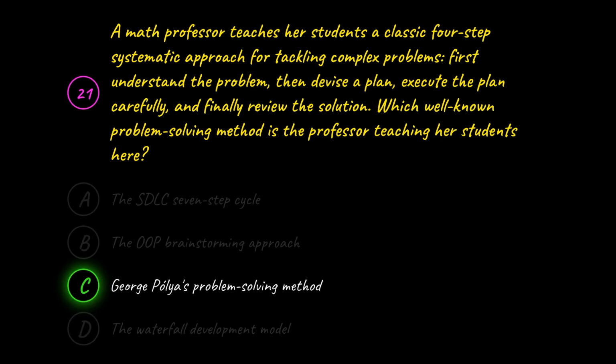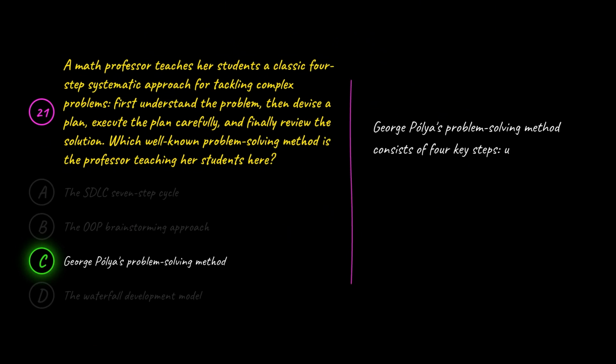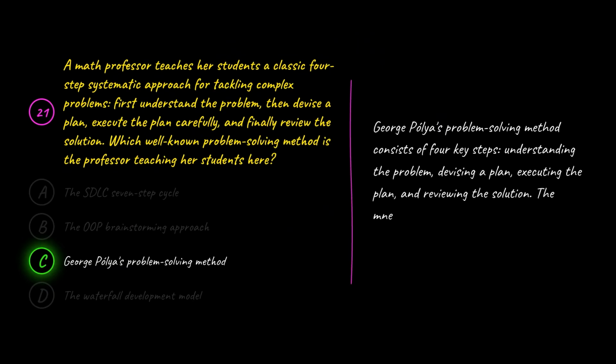The correct answer is C. George Polya's problem-solving method. C is correct because George Polya's problem-solving method consists of 4 key steps: understanding the problem, devising a plan, executing the plan, and reviewing the solution. The mnemonic UDA helps students remember the sequence easily.